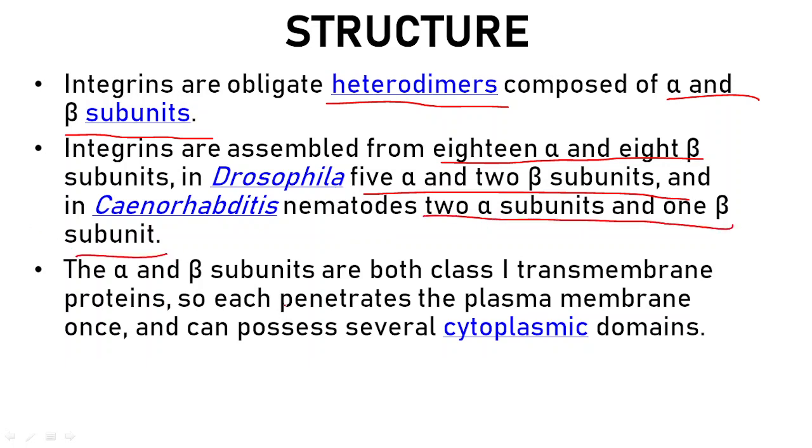The alpha and beta subunits are both class 1 transmembrane proteins, so each penetrates the plasma membrane once and can possess several cytoplasmic domains. Suppose this is the membrane; the integrins can penetrate through the plasma membrane.